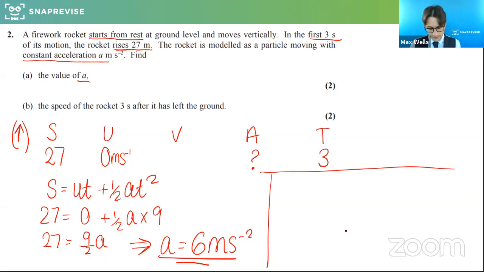So now that we've got a, we can go on and do part B of the question, which is asking for the speed. And we're going to think velocity for now, the speed of the rocket 3 seconds after it's left the ground. So it's the same information we've got.